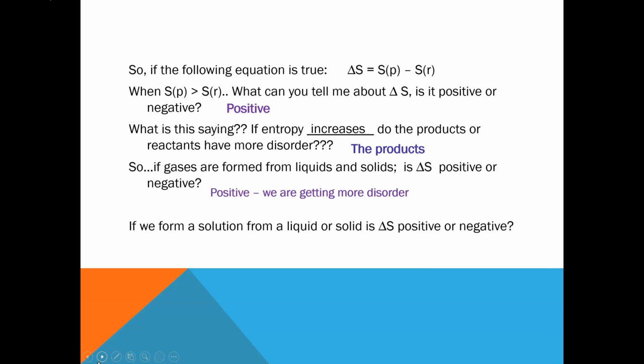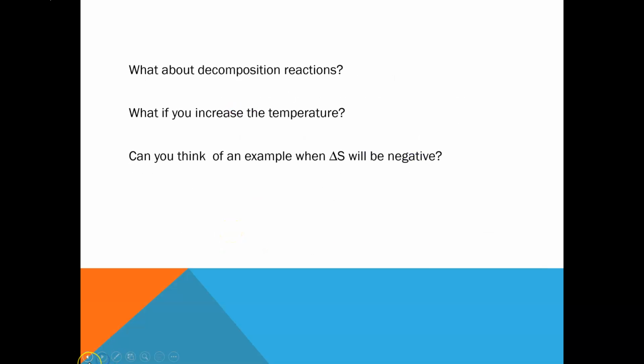If we form a solution from a liquid or a solid, okay, is delta S positive or negative? When you form a solution from a liquid or a solid, you are becoming more random, more disordered. So your delta S is going to be positive because your product, which in this case is your solution, has more randomness than the reactants would.